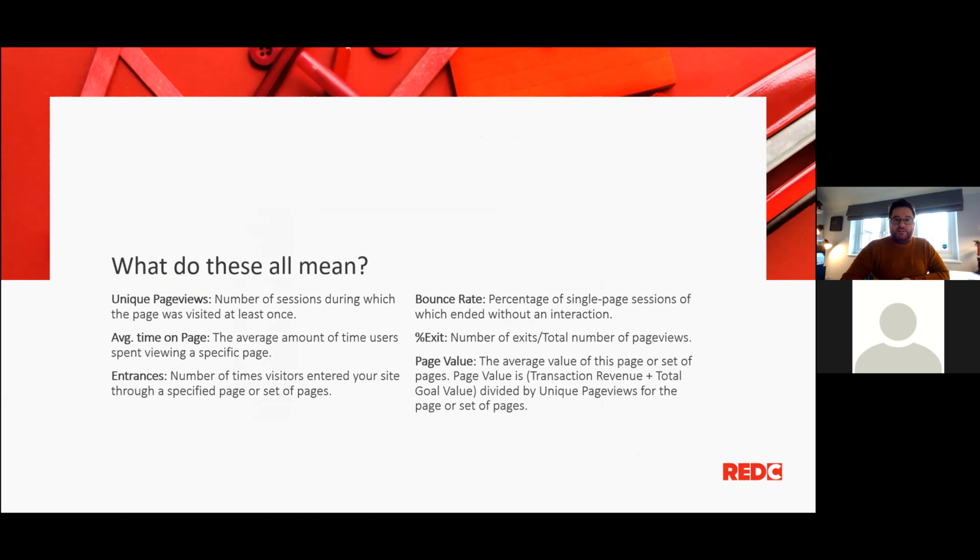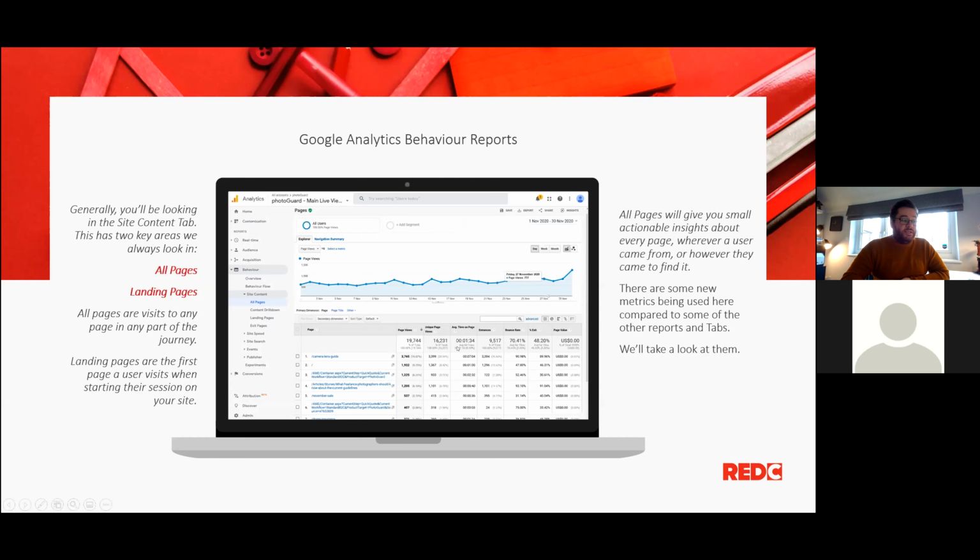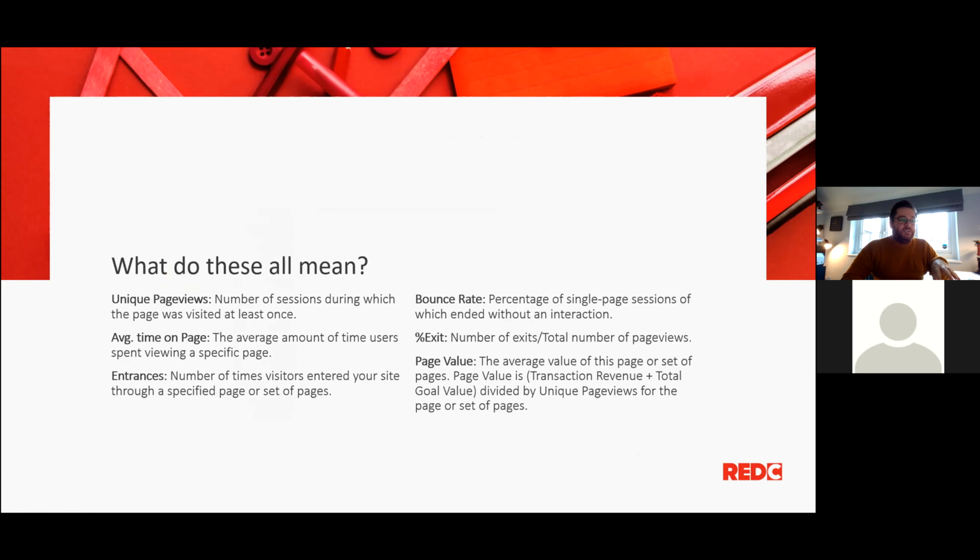So there are a couple of reporting metrics here: page views, unique page views, time on page, entrances, bounce rate, exit and page value. They're different than what we were looking at in the acquisition tab. So I won't run through all of these, but we'll make sure you've got these here. It's just the definition of what they mean.